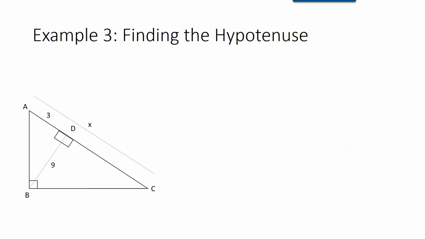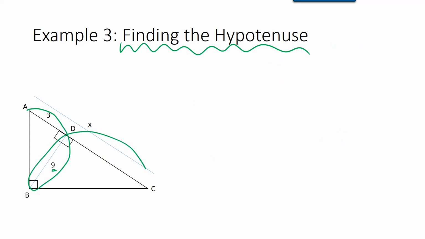Okay, last one, example 3, finding the hypotenuse, finding the whole thing. Okay, well, if I look, I have a value on the altitude, so that tells me I'm going to use this loop. Okay, my value here is all of this. So really, I need to know what DC is, and if I know what DC is, I can add AD and DC together to get the whole thing.